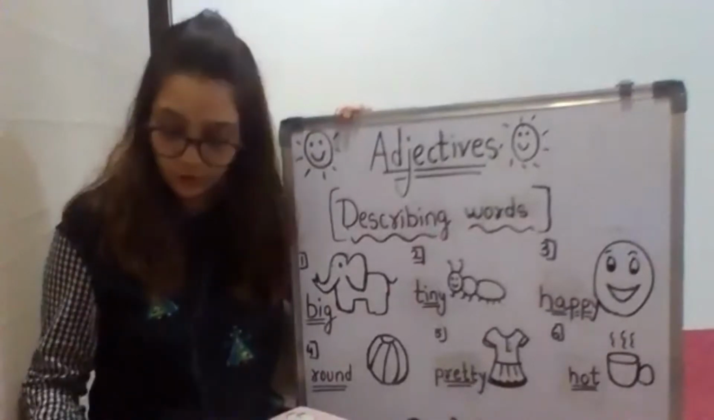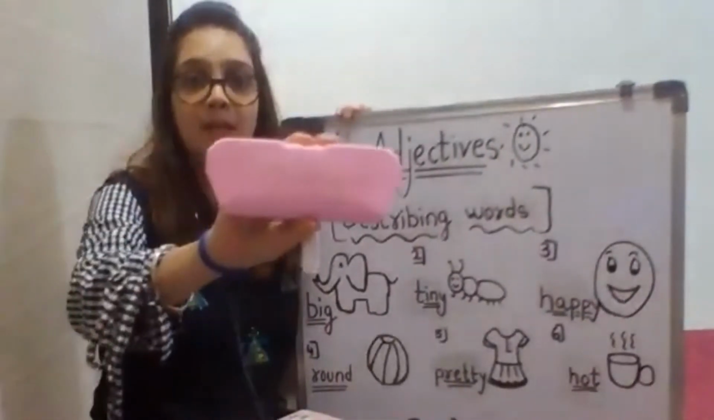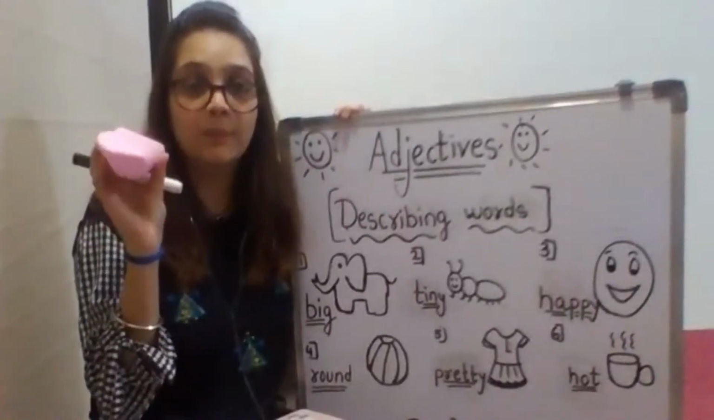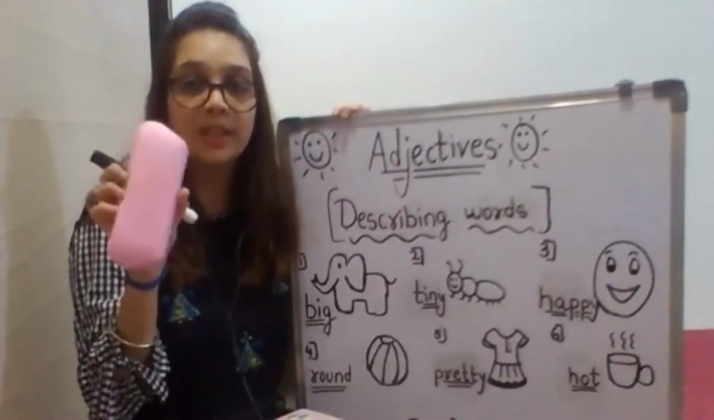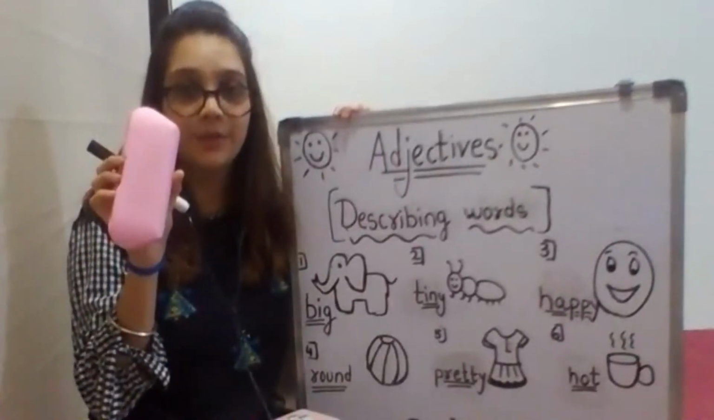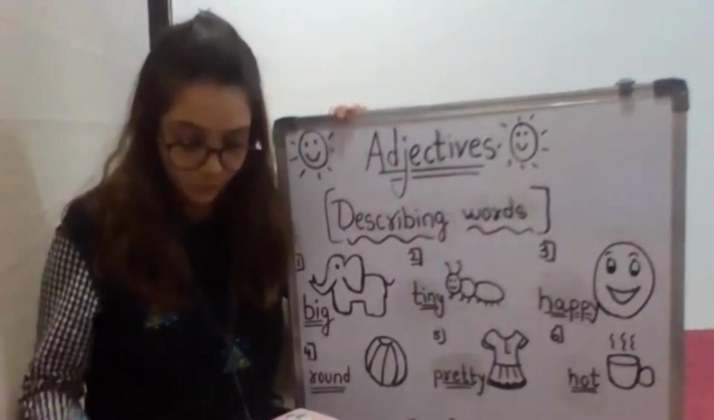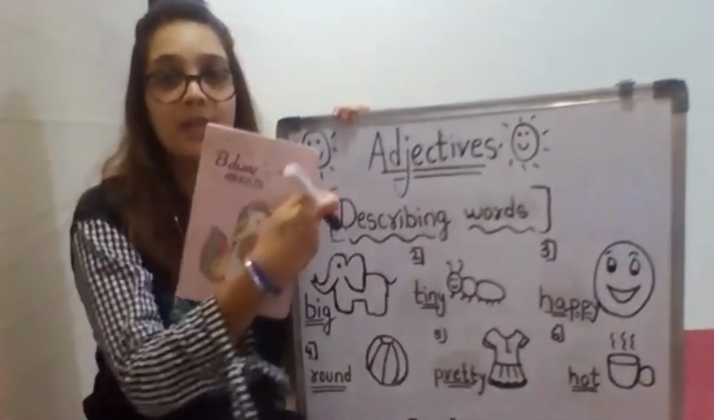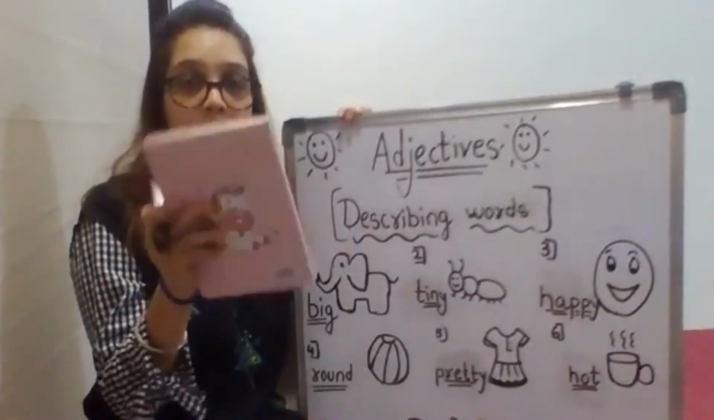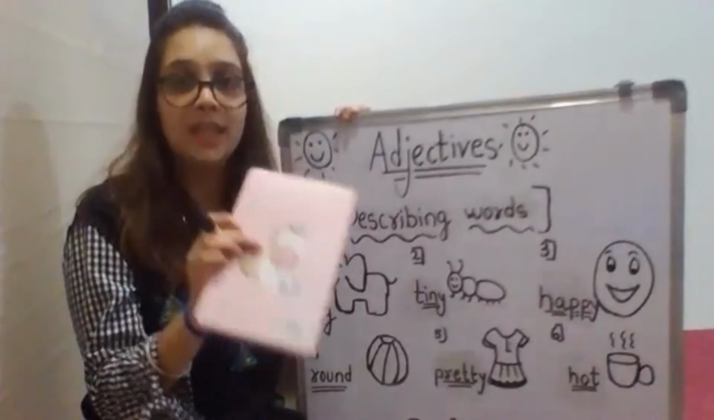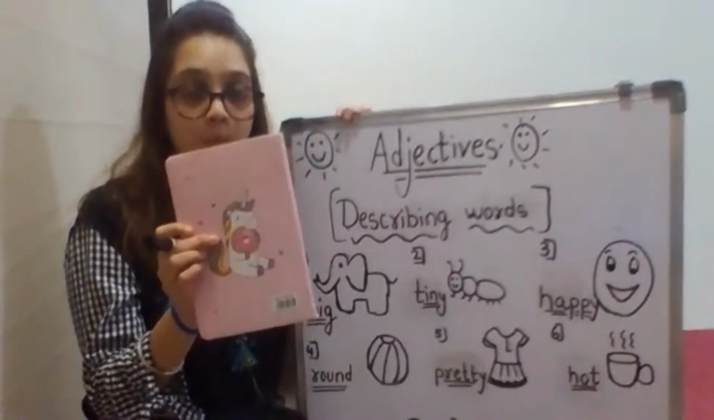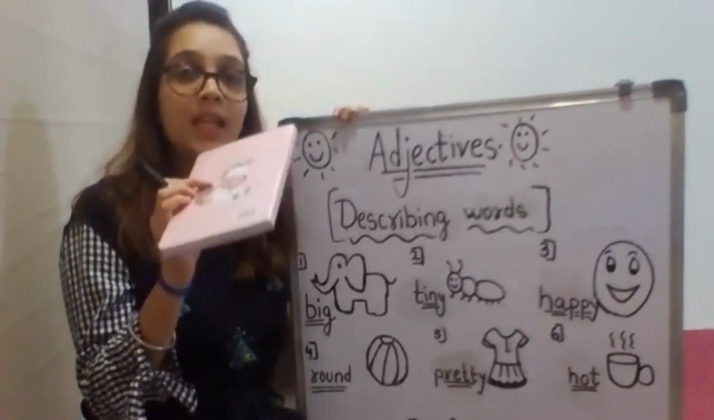Now, I will show you an object, that is a pink box. This is a box. It's a thing. So the box is described with the help of the color, that is pink. Next, I will show you a book. Teacher is holding a thick book. Now the book is described with the word thick.